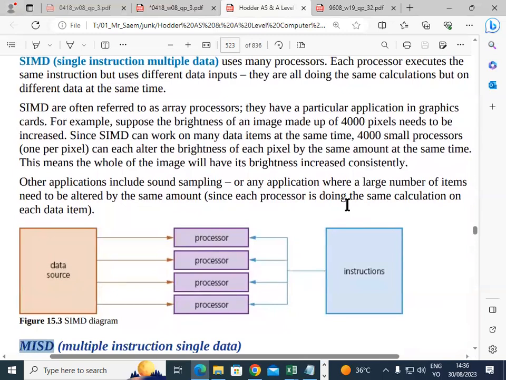So when you're increasing the brightness for 4,000 pixels at the same time, what's happening at the back? Your data source is being processed individually. Every pixel is catered to individually. Is this clear? So you have single instruction on multiple data. What is the single instruction? To increase the brightness. But where is it implemented? On multiple pixels.